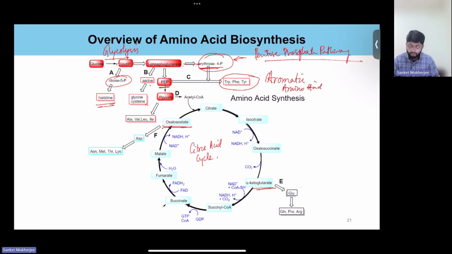Alpha ketoglutarate can form glutamic acid, which can further form glutamine, proline, and arginine. And similarly, oxaloacetate can form aspartic acid, which can form asparagine, methionine, threonine, and lysine. So that covers all the amino acids.